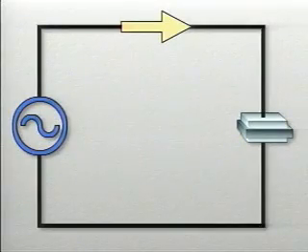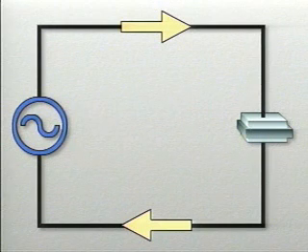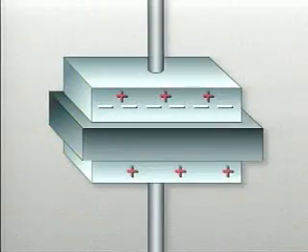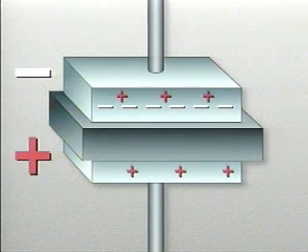The electrons that are forced away from the positive plate flow back to the power source. The flow of electrons from the power source to the negative plate and from the positive plate back to the power source continues until the peak voltage is reached. When the peak voltage is reached, the negative plate has gained a certain number of electrons, and the positive plate has lost the same number of electrons.